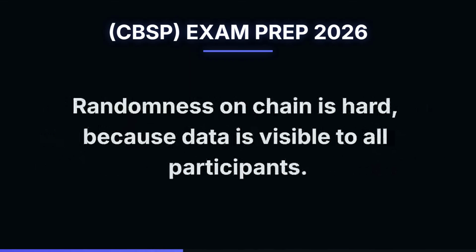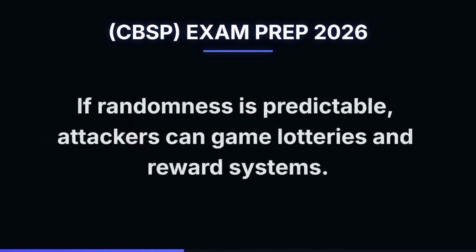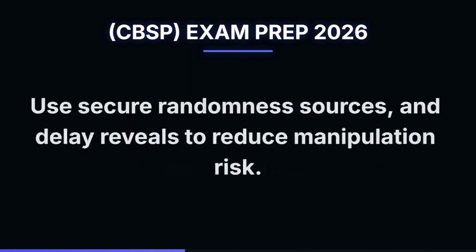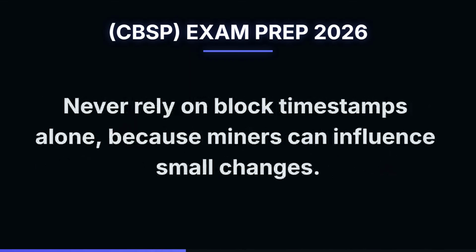Randomness on-chain is hard because data is visible to all participants. If randomness is predictable, attackers can game lotteries and reward systems. Use secure randomness sources and delay reveals to reduce manipulation risk. Never rely on block timestamps alone, because miners can influence small changes.